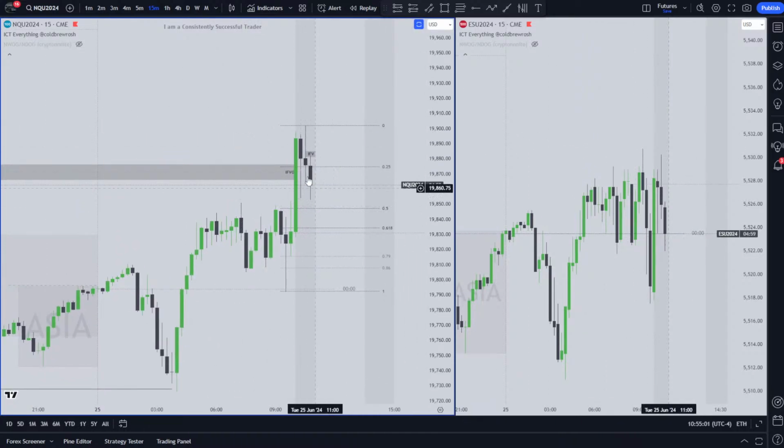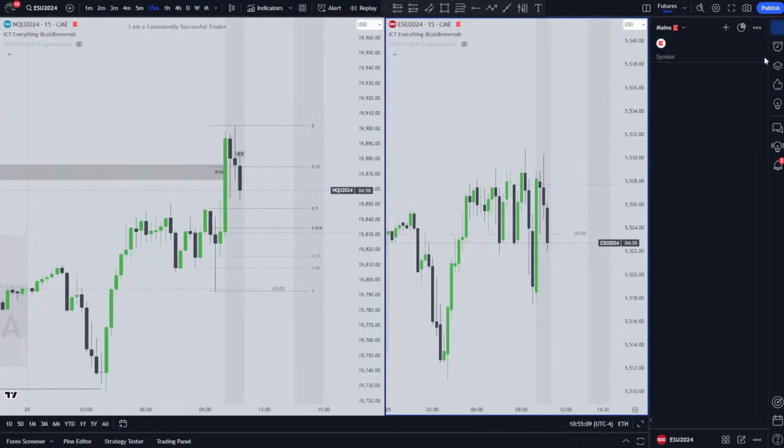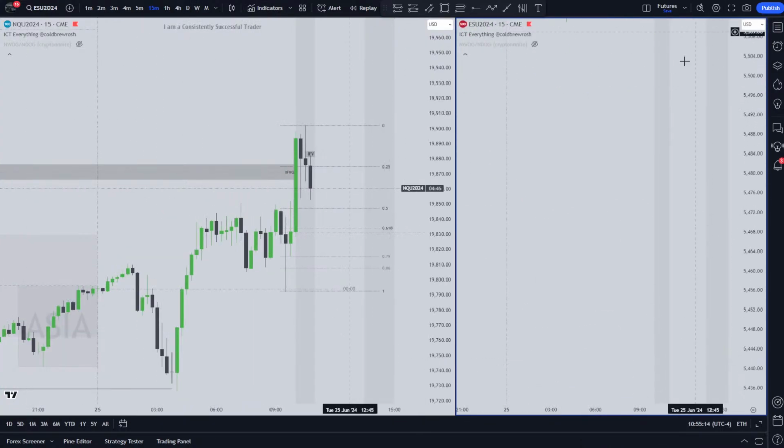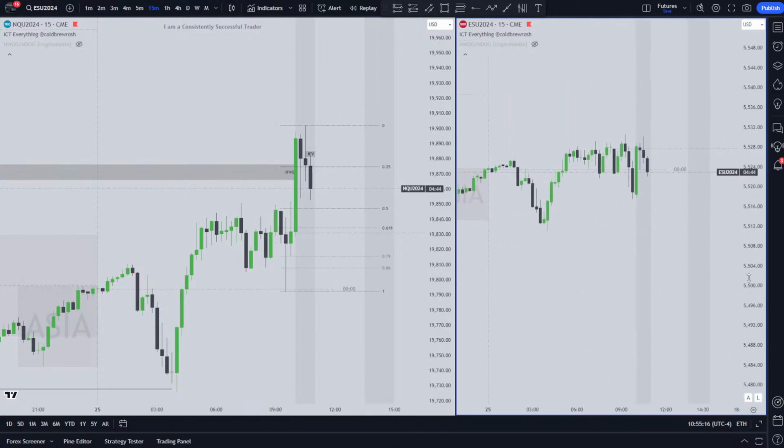I think I want this to touch that 0.5 at least before looking for a buy, if it's to give us that. Did it? Not yet. I think it can give that quite easily.